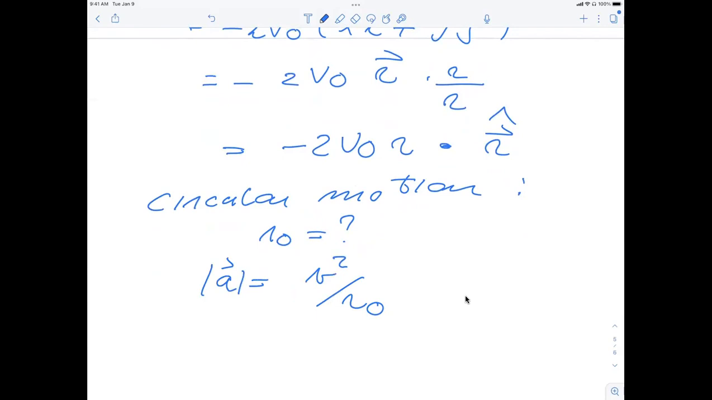So that means that what you need to do now is actually take the acceleration, which you have in the exercise, and equate that one with that expression. So you have an expression for the acceleration in the exercise, and then you simply plug that in.